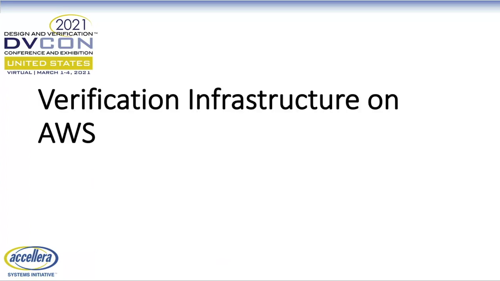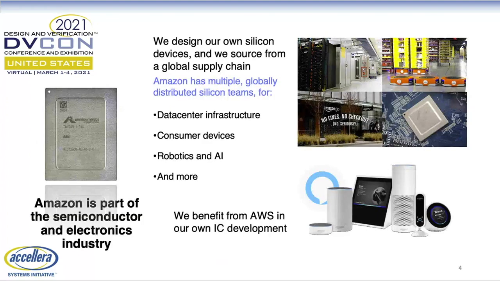So let me get started with the verification infrastructure on AWS. So Amazon is part of the semiconductor and electronics industry. We design our own silicon devices and we source components and parts from a global supply chain. And you can see the images and diagrams showing different use cases for where we use these semiconductor components.